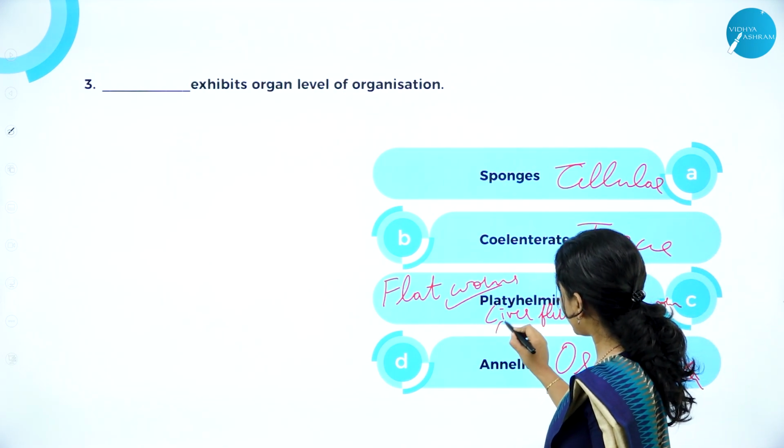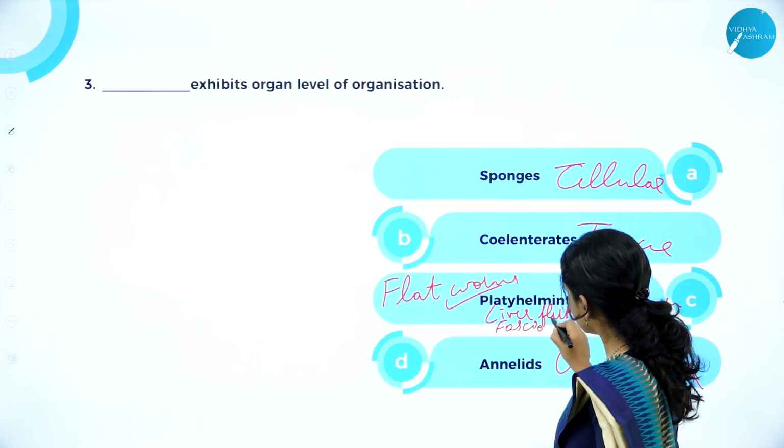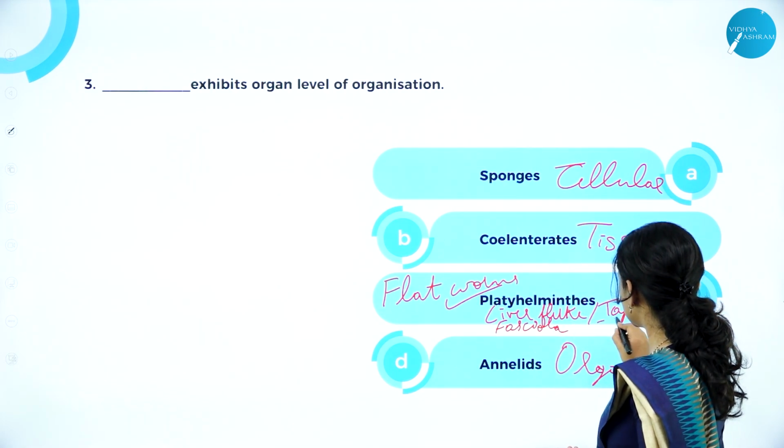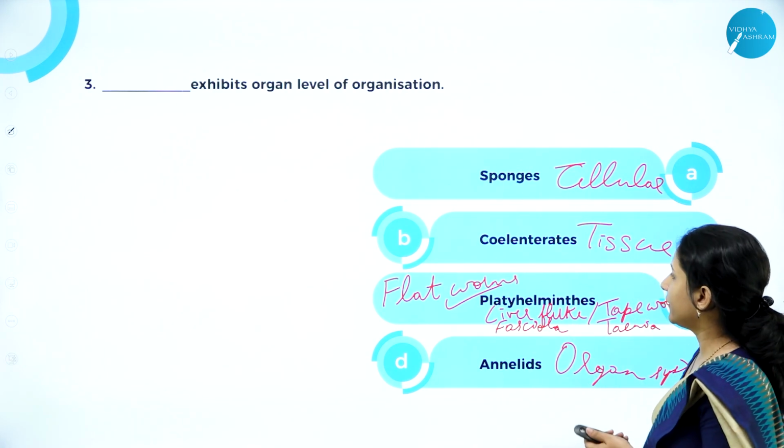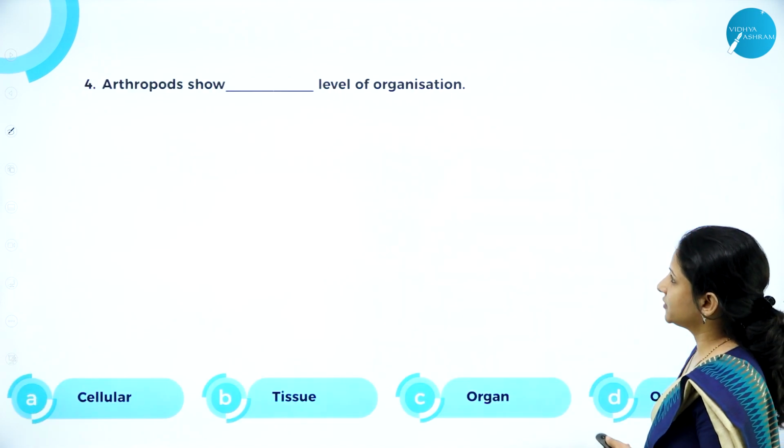Or they can ask as Fasciola, or they can ask it as Taenia. All these are one and the same. So you have to be careful when you write the MCQs.